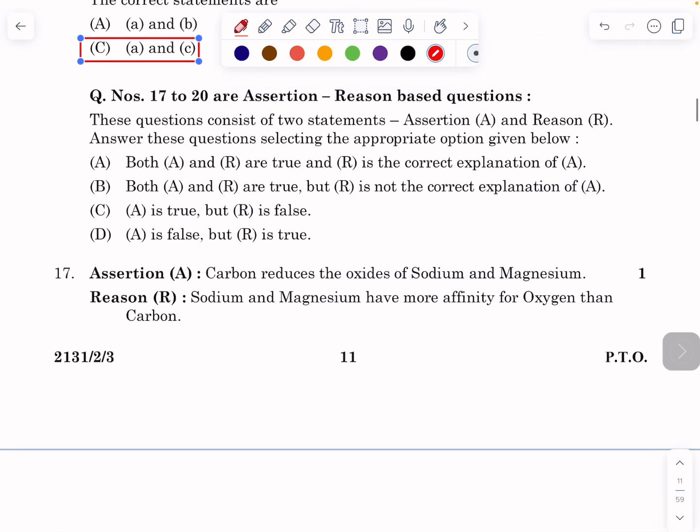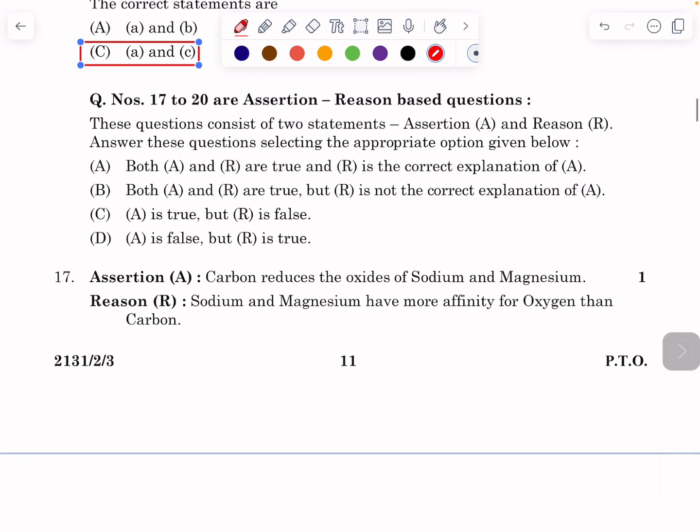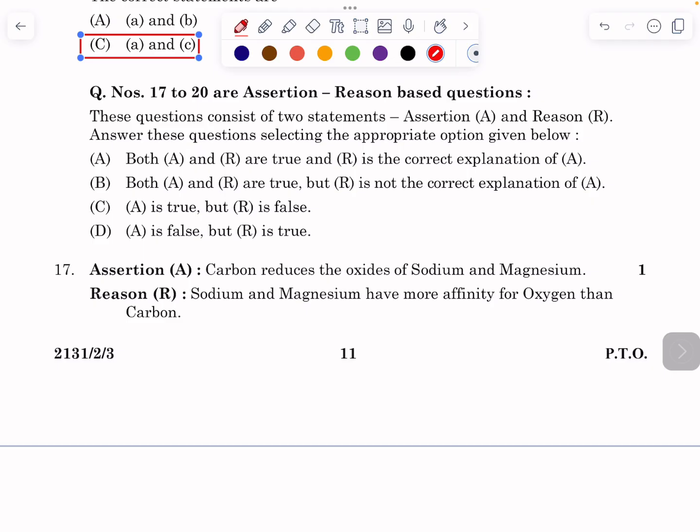Next one, question numbers 17 to 20, assertions and reasons are there. Assertion: Carbon reduces the oxides of sodium and magnesium. Reason: Sodium and magnesium have more affinity for oxygen than carbon. Here, both assertion and reason are true, but the reason is not the correct explanation for the assertion. Carbon has more affinity towards oxygen, so it will take oxygen from sodium, and sodium gets separated from oxygen, and similarly magnesium also.